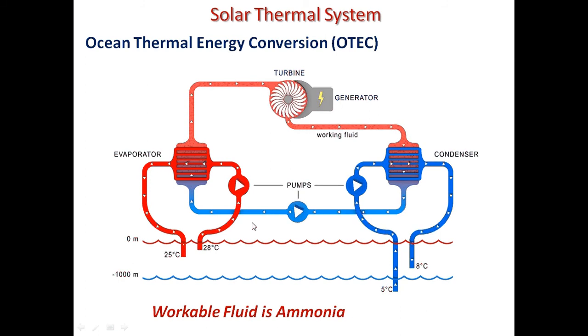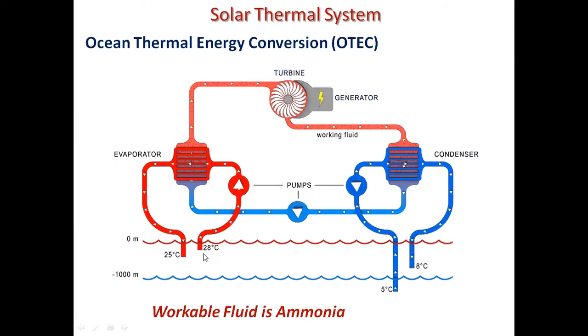Okay, so it's a closed loop. You can see this part is the closed loop. So here the liquid ammonia has been filled. What you do is, this is like a heat exchanger. You can see this grid part or this net kind of thing. This is a heat exchanger.